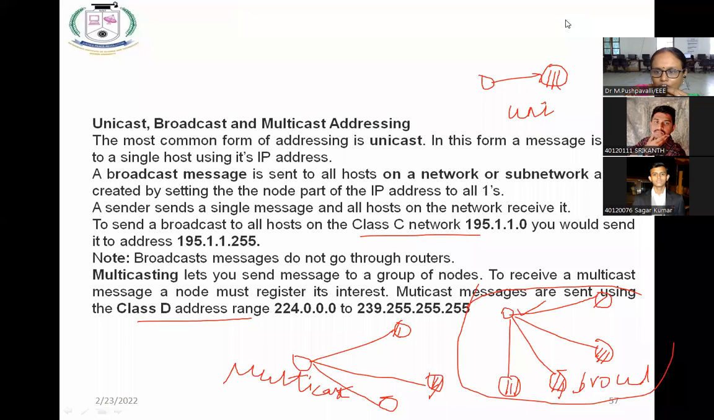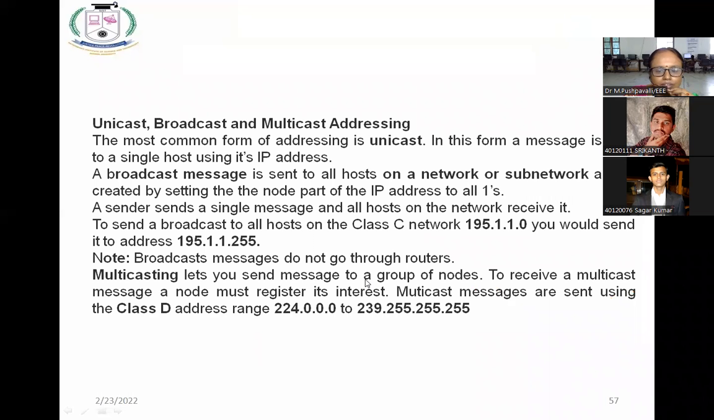You understand what is unicast, multicast, how they differ from each other? Yes, ma? Ma'am, how do multicast and broadcast differ from each other?